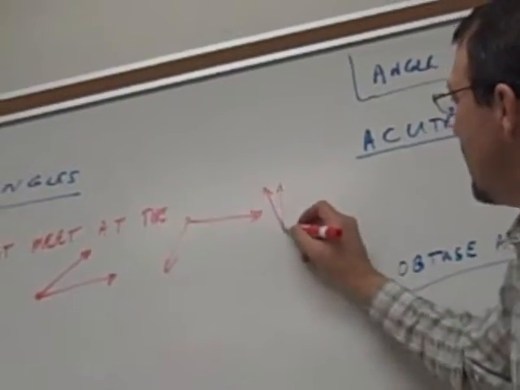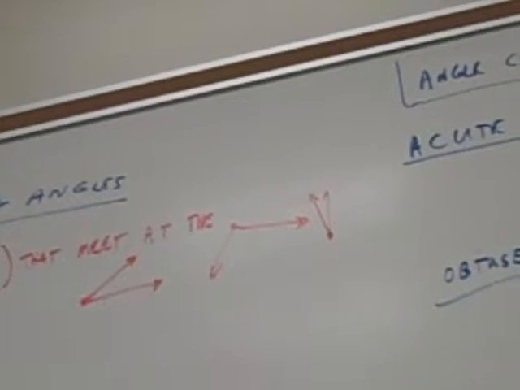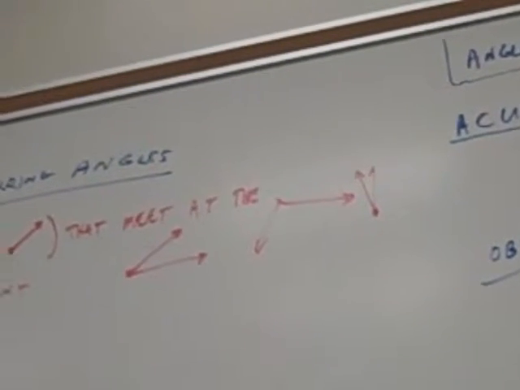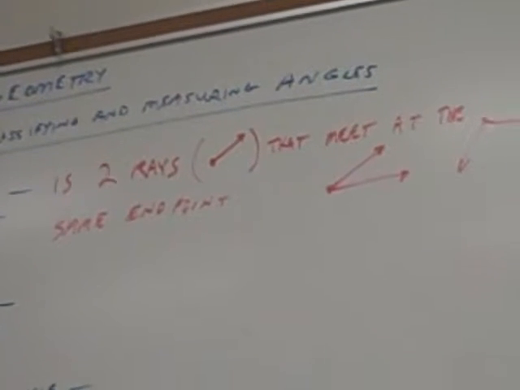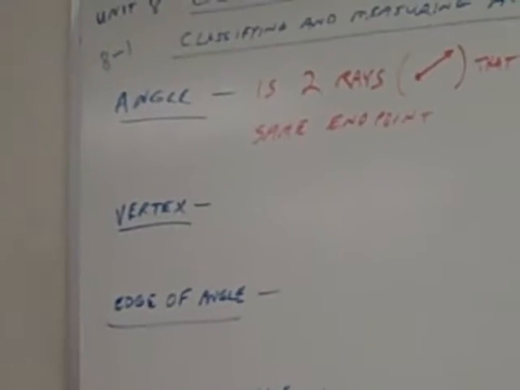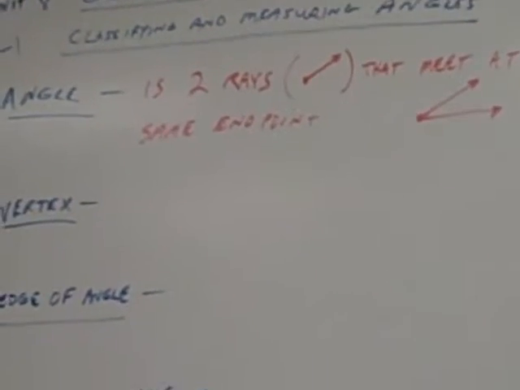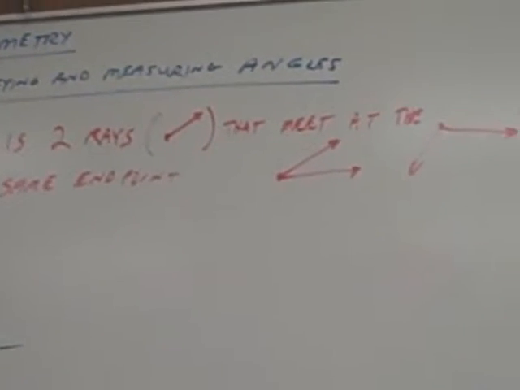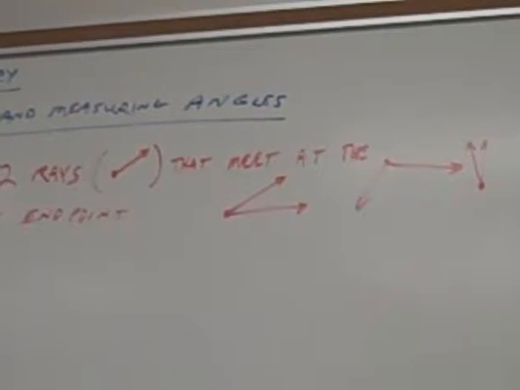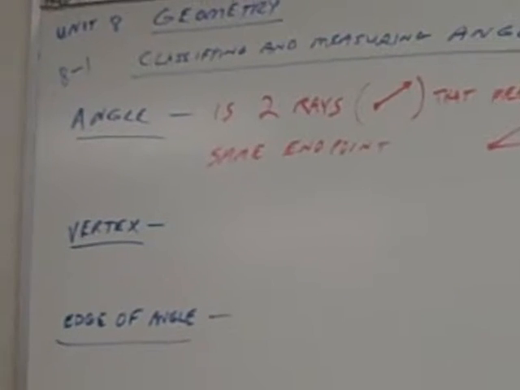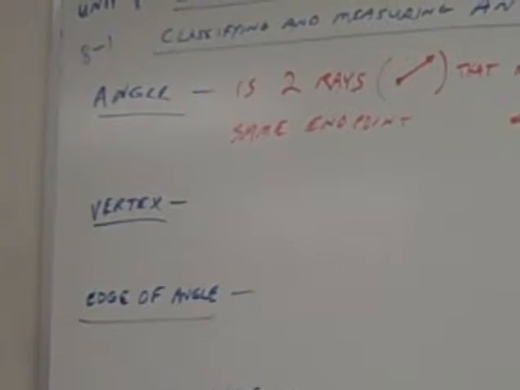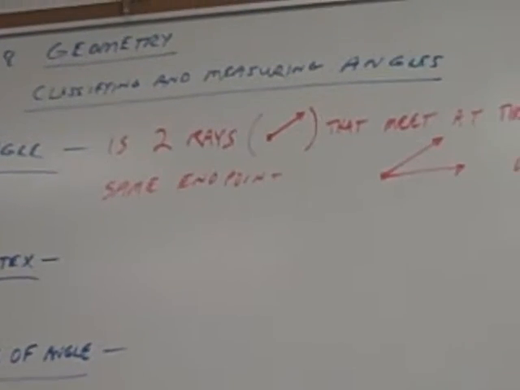I don't care which direction they're going. I don't care which direction they open up to. If it's two rays that meet at the same end point, it's an angle. They can be going down, sideways, up, any way. They are angles. What if it's straight? We'll get to that.